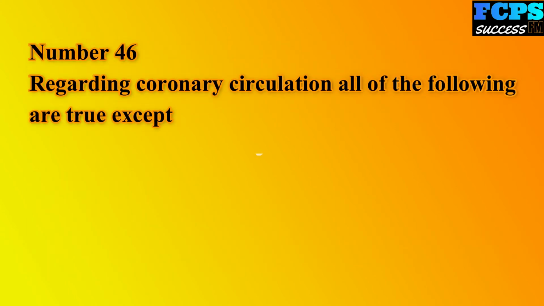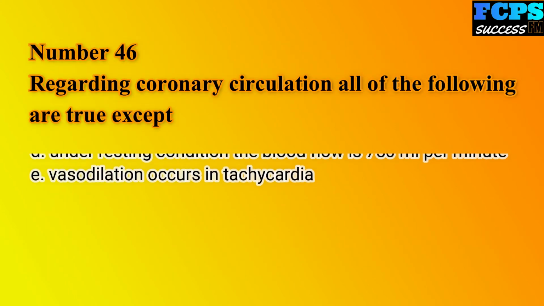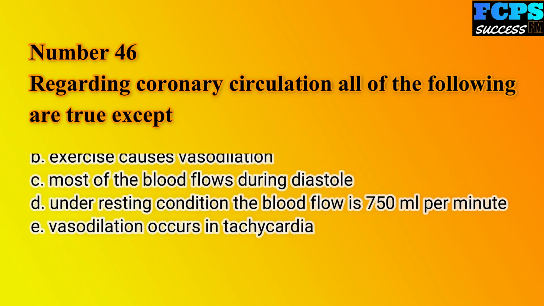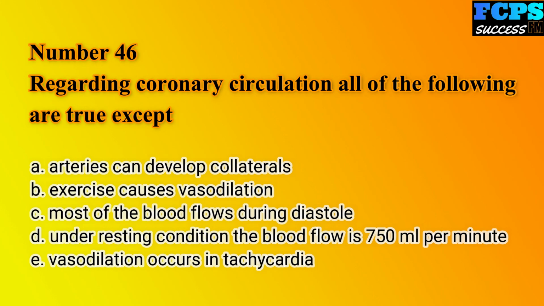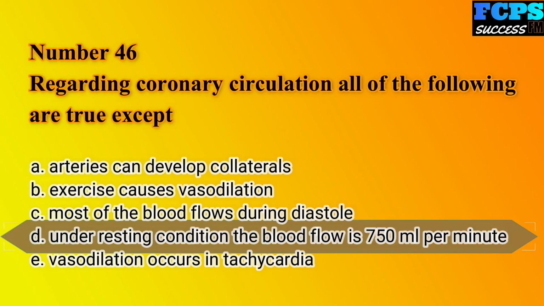Number 46. Regarding coronary circulation, all of the following are true except: A. Arteries can develop collaterals, B. Exercise causes vasodilation, C. Most of the blood flows during diastole, D. Under resting condition the blood flow is 750 ml per minute, E. Vasodilation occurs in tachycardia. Correct option is D.